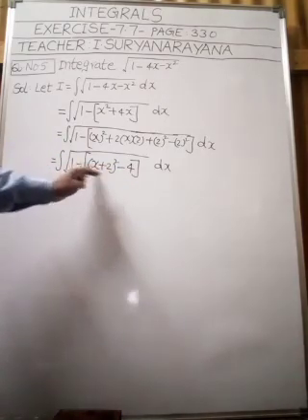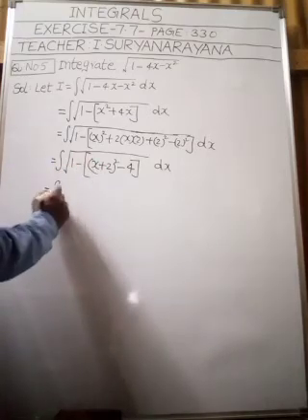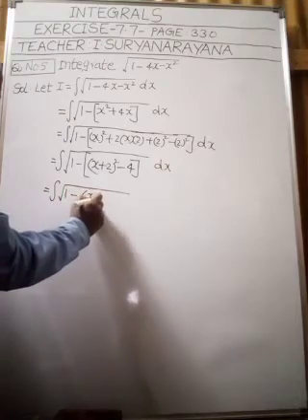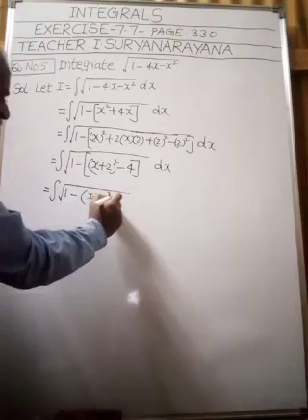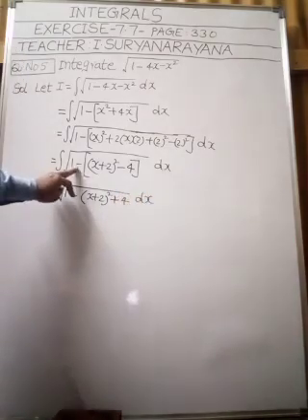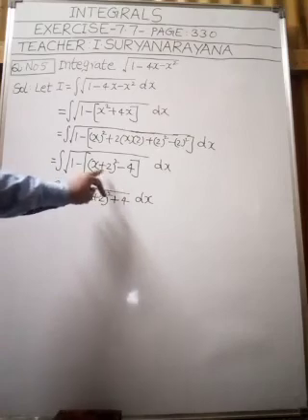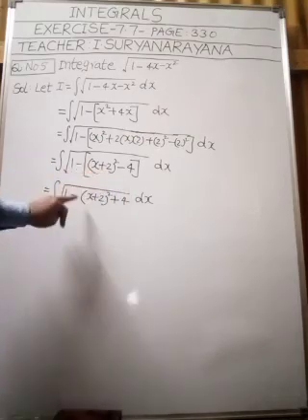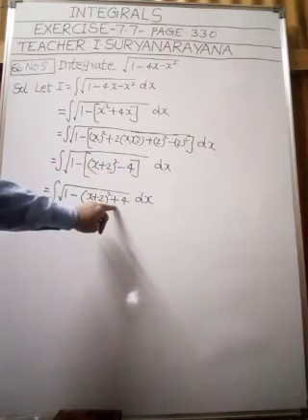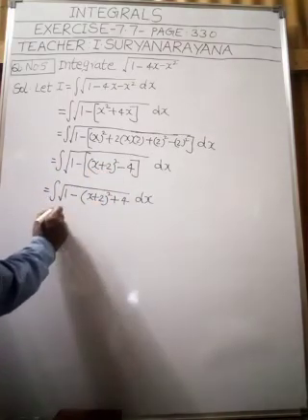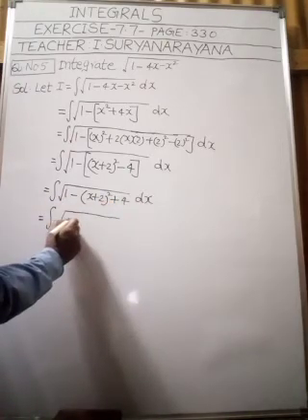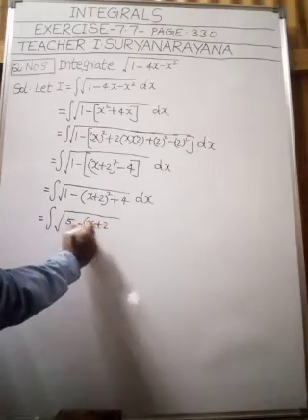Now let us multiply by minus. The square root of 1 minus, x plus 2 whole square minus of minus plus 4, dx. We are multiplying this expression by minus, then what do we get? x plus 2 whole square minus of minus plus 4. Understood this step, my children? Right. That is equal to the integral of the square root of 1 plus 4, that is 5, minus x plus 2 whole square dx.